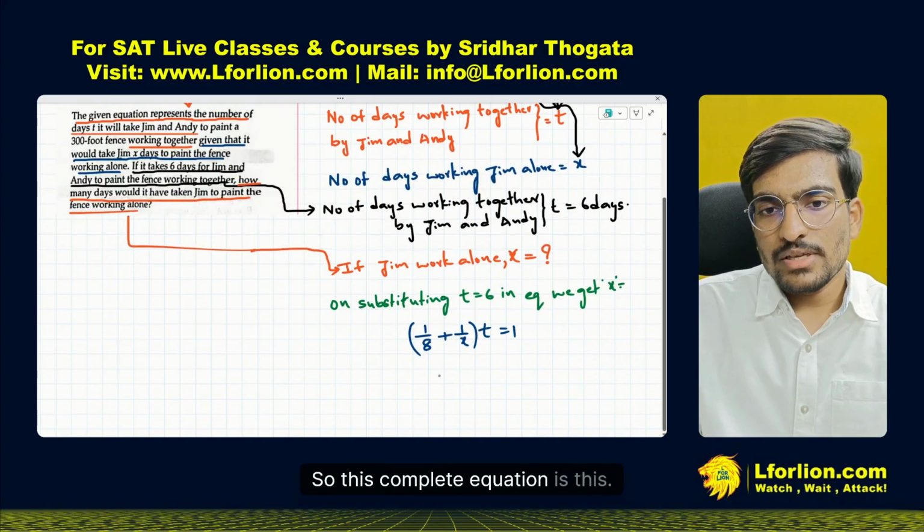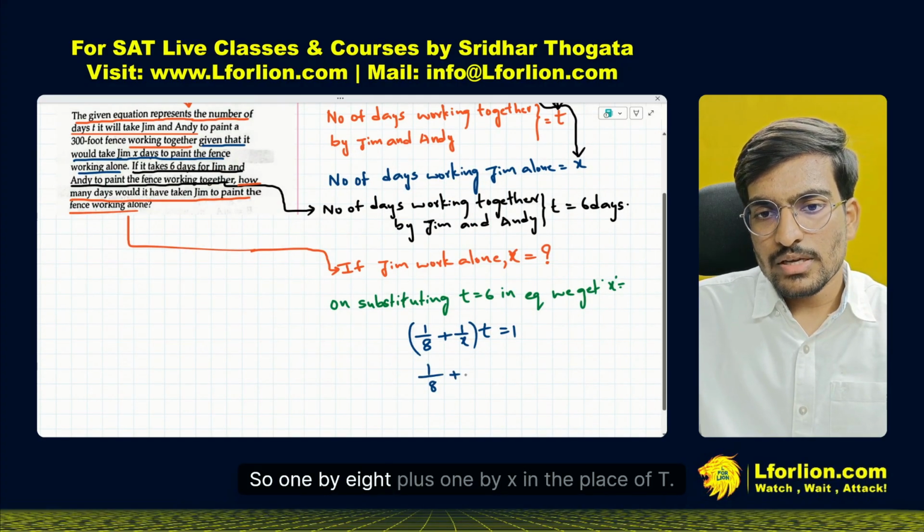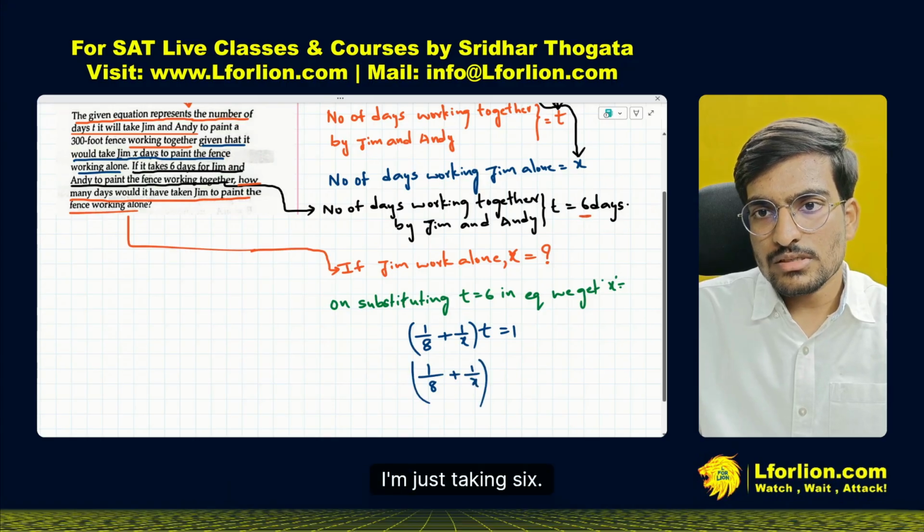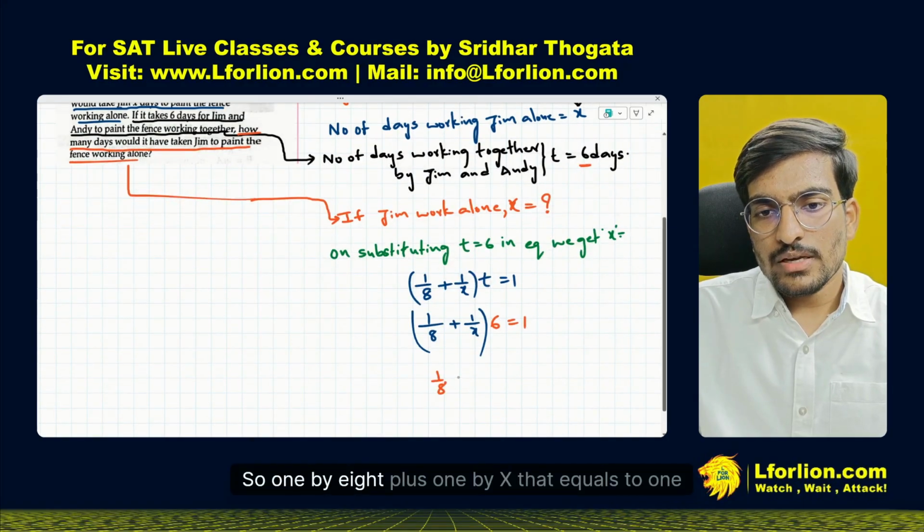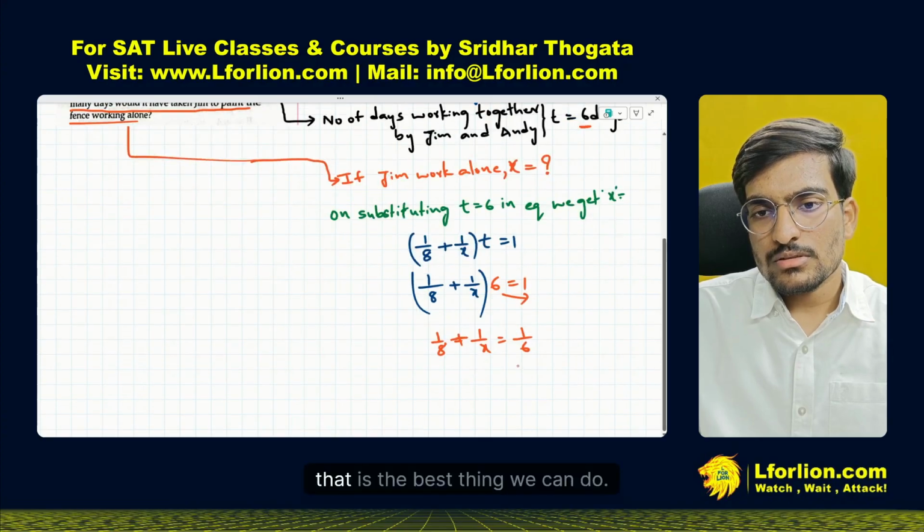So this complete equation is this. 1 by 8 plus 1 by X, and in the place of T, I'm just taking 6. That's what we have. So 1 by 8 plus 1 by x equals 1 by 6. So that is the best thing we can do. And then we need the x value.